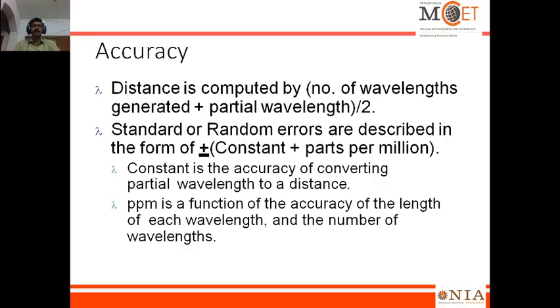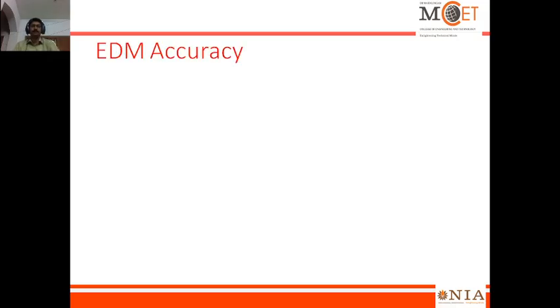Accuracy. Distance is computed by the number of wavelengths generated plus the partial wavelength, divided by 2. Standard or random errors are described in the form of plus or minus a constant plus parts per million. The constant is the accuracy of converting the partial wavelength to a distance. The ppm is a function of the accuracy of the length of each wavelength and the number of wavelengths.